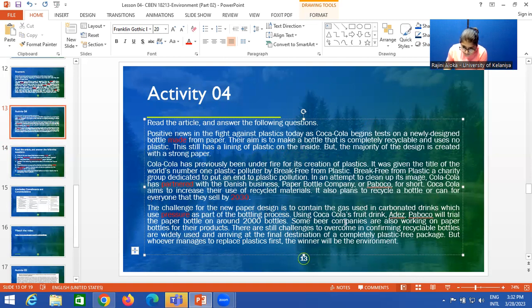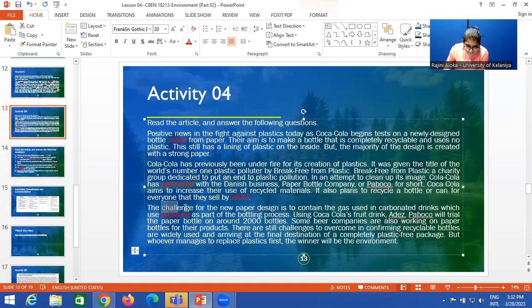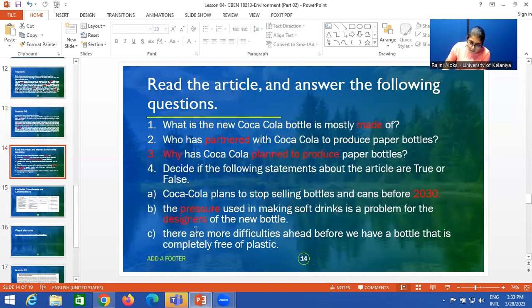Okay, let's see what this thing says again. The pressure used in making soft drinks is a problem for the designers of the new bottle. So it says the challenge. Challenge means it's a problem. Okay, so it's true.